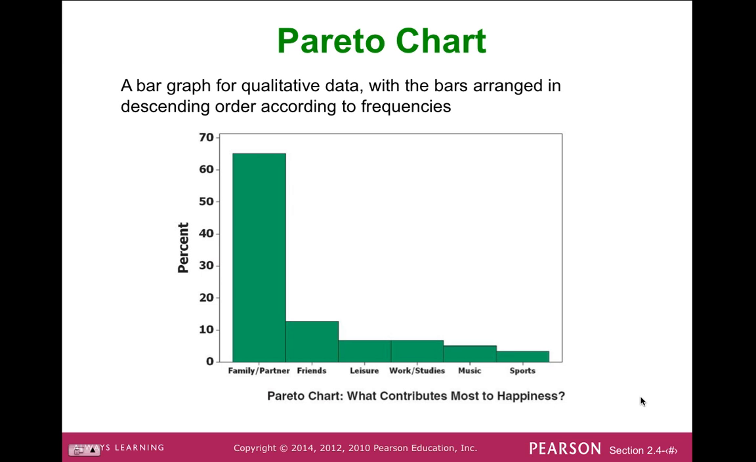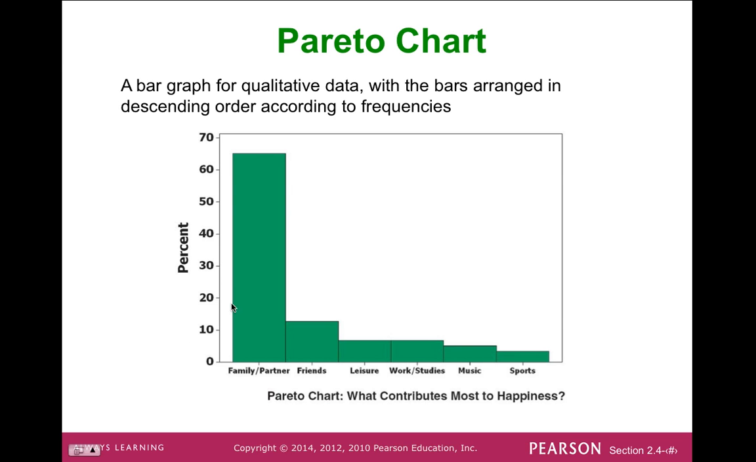Okay, this is actually one of my favorite types of graphs, and that probably is because I work in manufacturing. So this is kind of a favorite within that industry in particular, but certainly it could be used for other applications as well. This is called a Pareto chart or a Pareto graph. What a Pareto graph is, it's a special type of bar graph used for qualitative data, so you only want to use this with numerical data. And the bars are arranged in descending order according to frequencies.